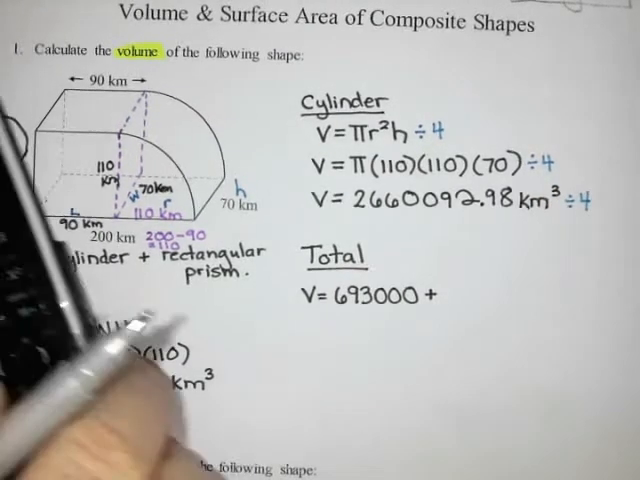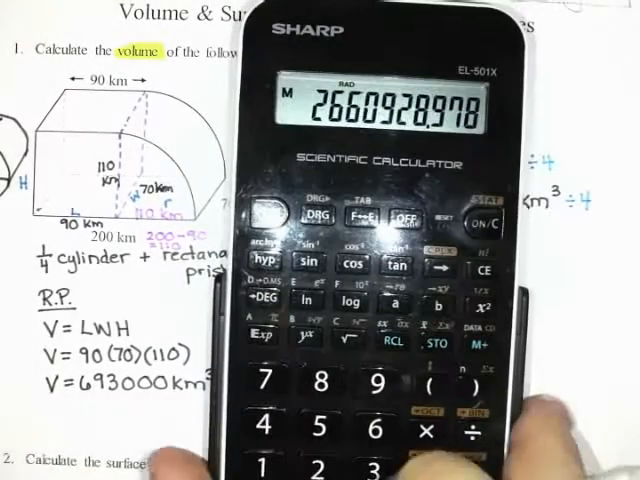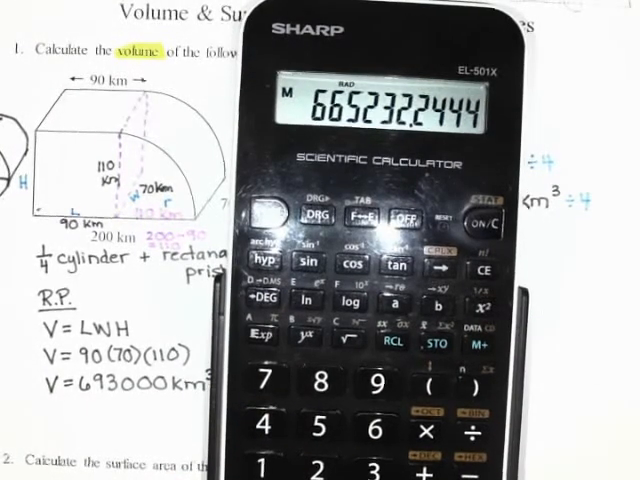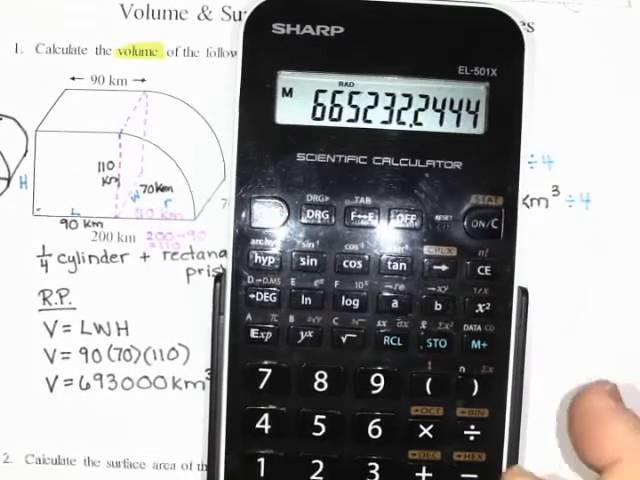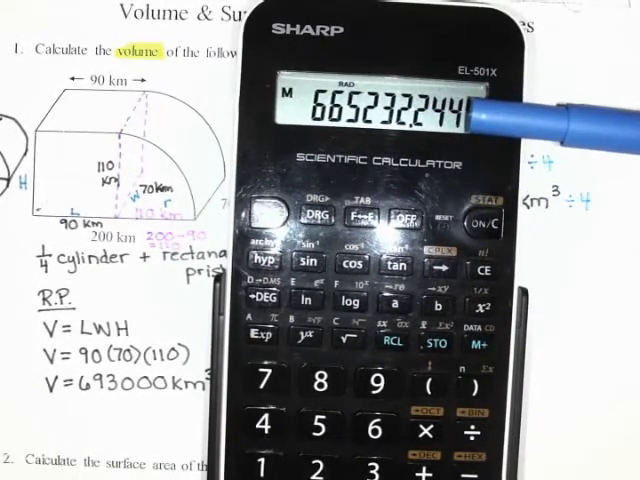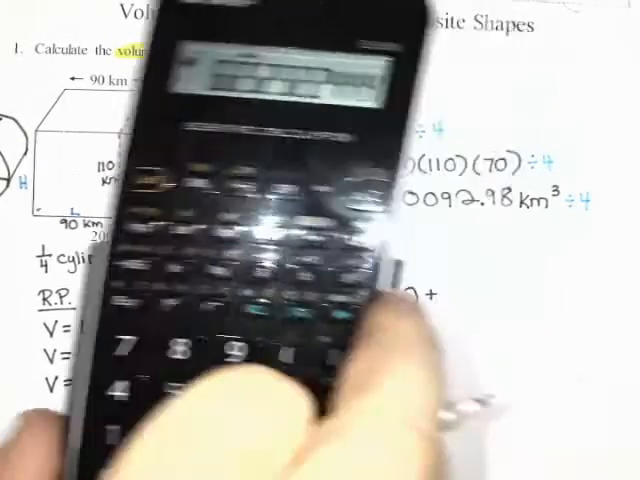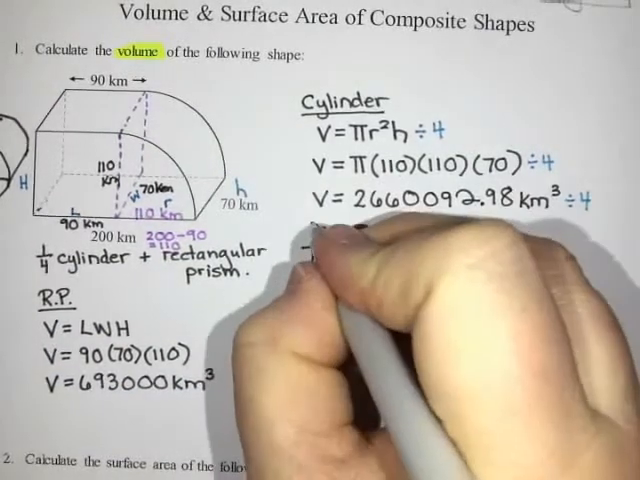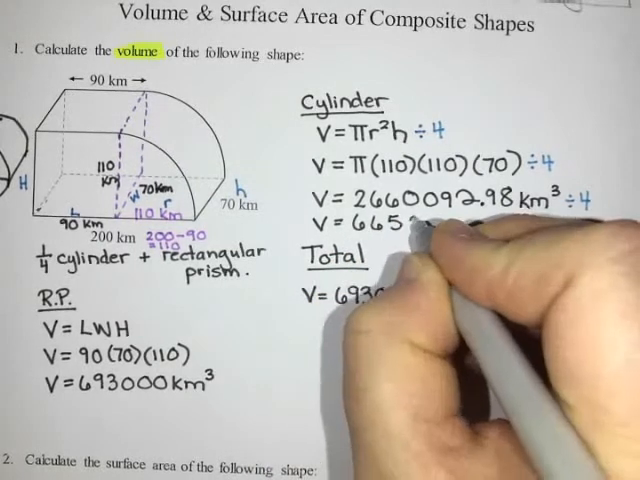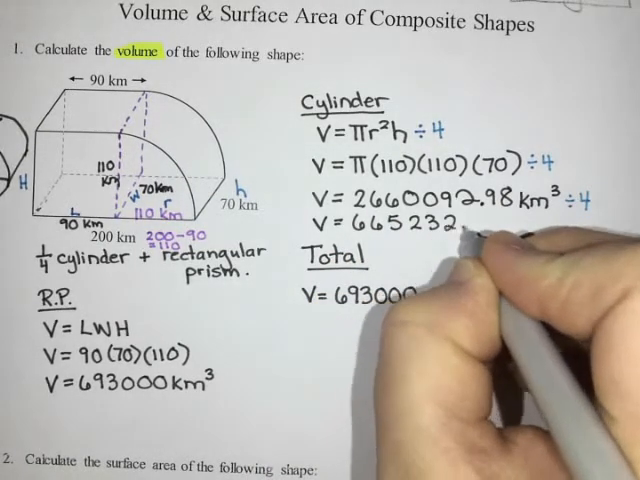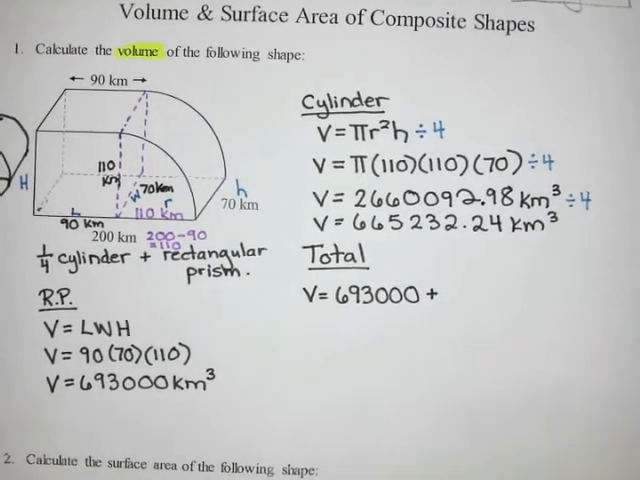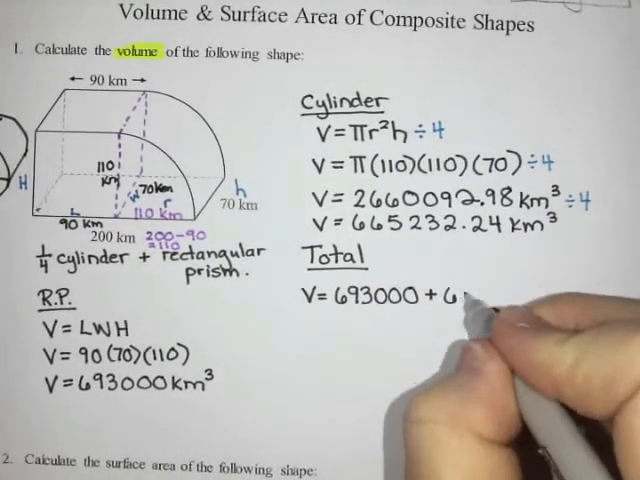Lucky for me, I still have the number on my calculator. So I'm going to divide that by 4. And I instead get 665,232.244. So that's just 0.24. So this is going to be 665,232.24 kilometers cubed. So I'm going to write that in.